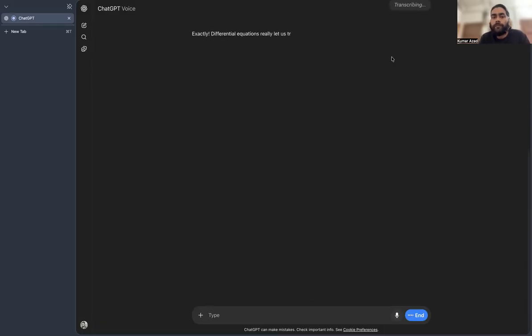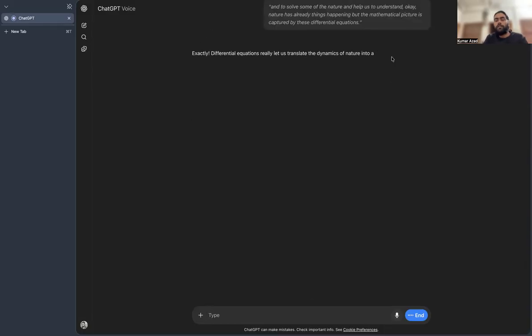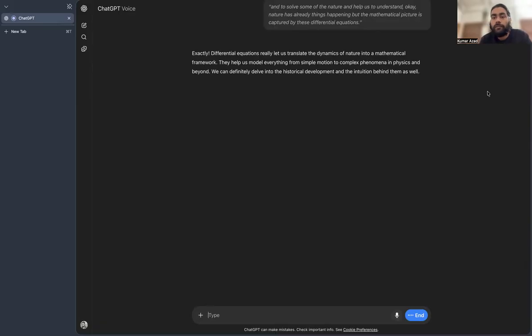Exactly. Differential equations really let us translate the dynamics of nature into a mathematical framework. They help us model everything from simple motion to complex phenomena in physics and beyond. We can definitely delve into the historical development and the intuition behind them as well. Just let me know how deep you'd like to go. Okay, let's start. What are the early development and the intuition that led to such a beautiful theory?